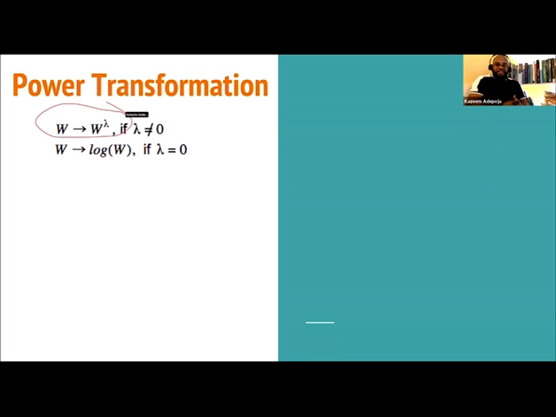Let's say initially I have a W, but W has a problem. Because the model with W has a problem, the variable that I have has a problem, maybe with assumption violation or with the presence of unusual observations, I'm going to consider a power transformation, W raised to power lambda. Lambda is not equal to 0, which means lambda can be 1, lambda can be 2, lambda can even be a fraction. Now take a look at that.